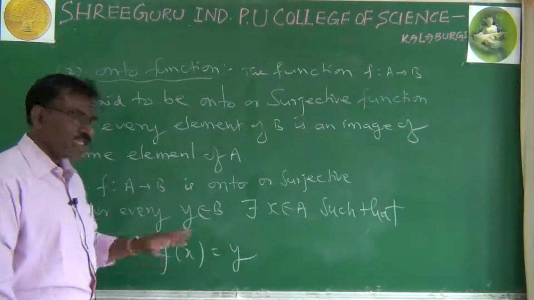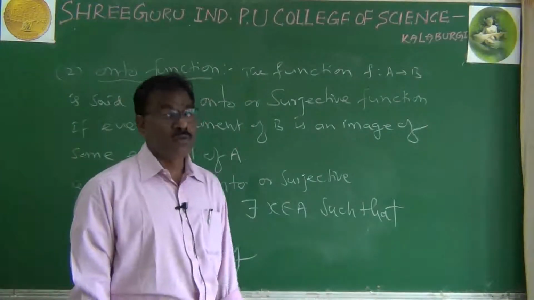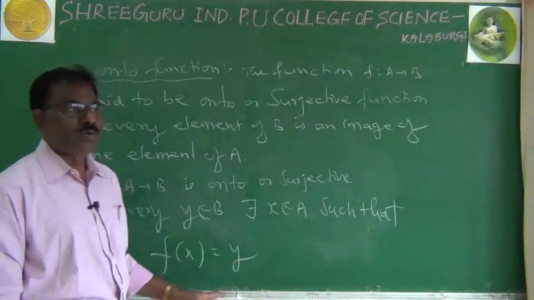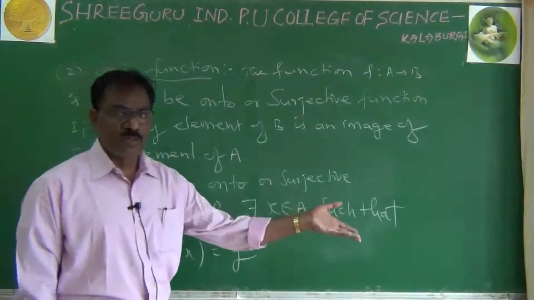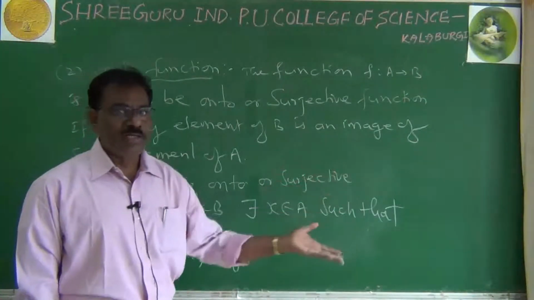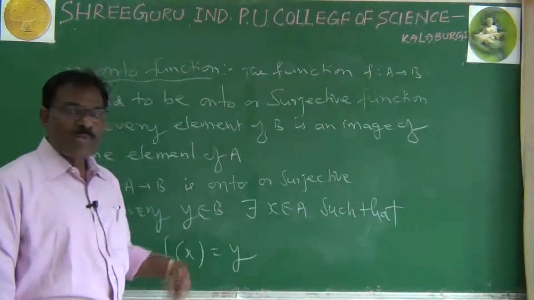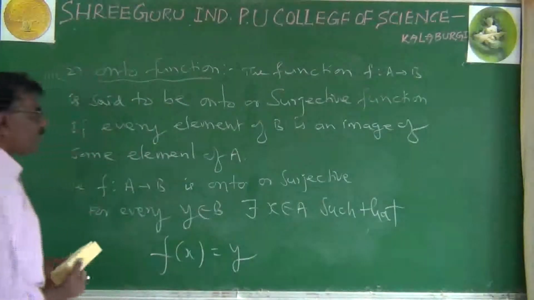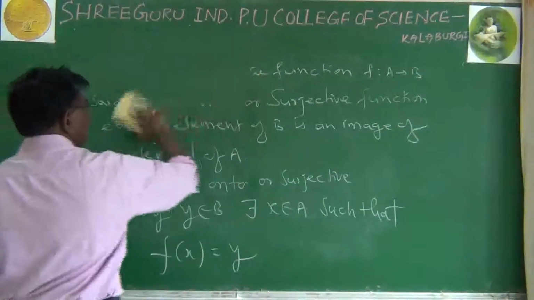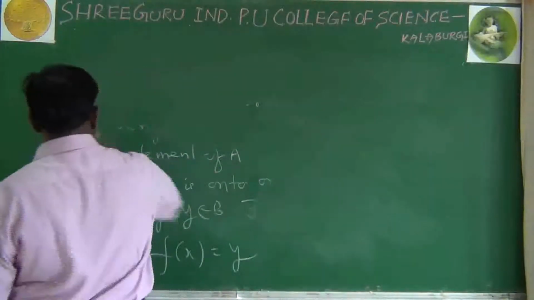But in an onto function, you have to calculate the x value. You calculate x by substituting y. Suppose f is from R to R: substituting y from the codomain, x also belongs to the domain. That is called onto. So this is the definition of an onto function. Okay? So the first one is one-one, this is the onto.